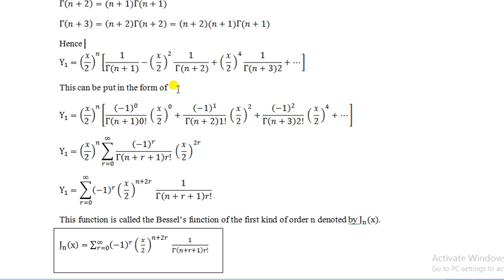So now this equation can also be written in the form of (-1)^0 divided by gamma of n+1 into 0 factorial. You know that (-1)^0 value is +1, and 0 factorial value is also 1, and (x/2)^0 is 1 here. So for convenience, we will express the first term as (-1)^0, 0 factorial, (x/2)^0.